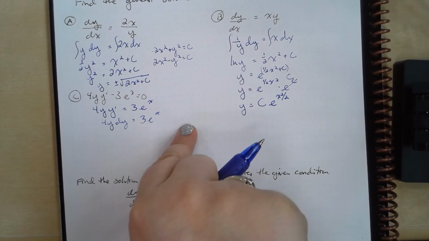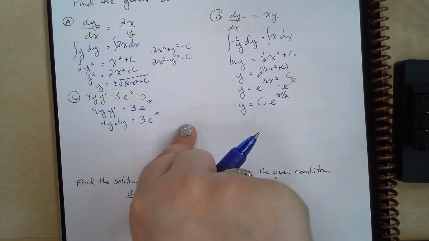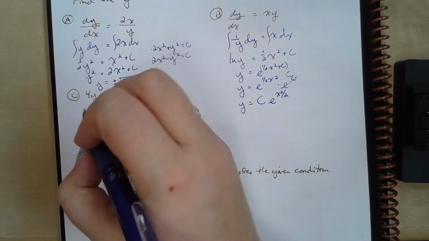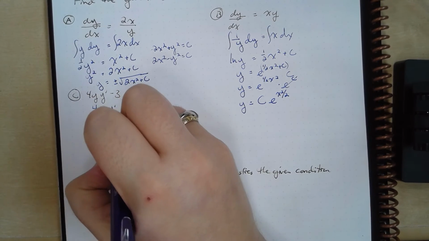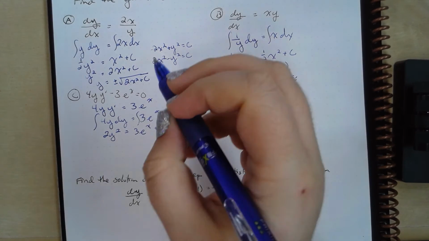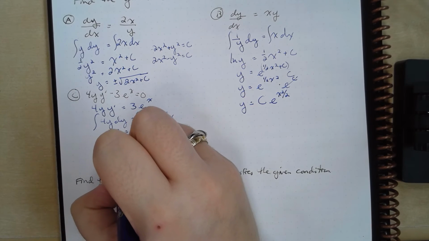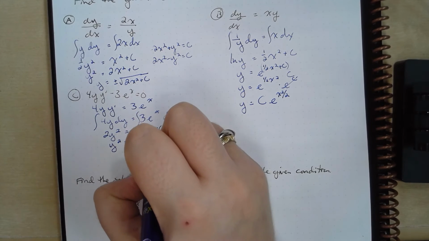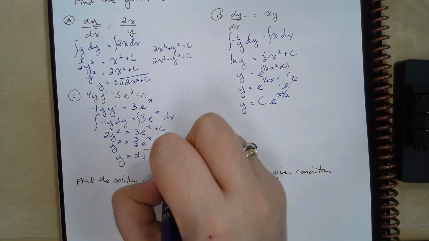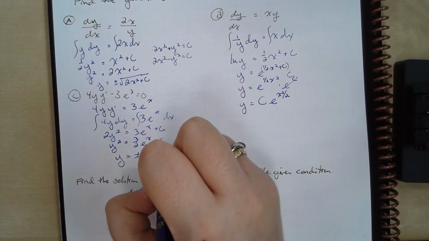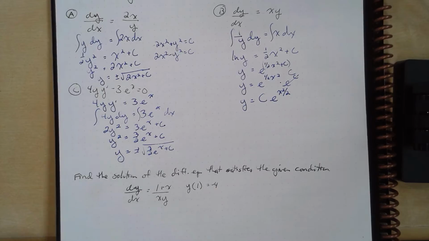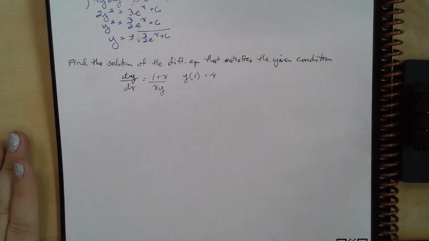So this is going to be 4y dy is equal to 3 e to the x dx. Now, I can take the integral of both sides, so this is going to end up being 2y squared is equal to 3 e to the x plus c. And I can write this as y squared is equal to 3/2 e to the x plus c. So y is equal to plus or minus the square root of 3/2 e to the x plus c. And that's it. So let's do one more final example. Hopefully you're getting what we're doing here.